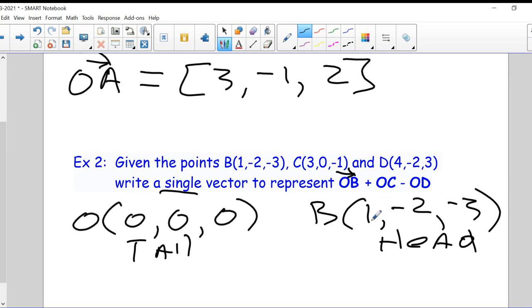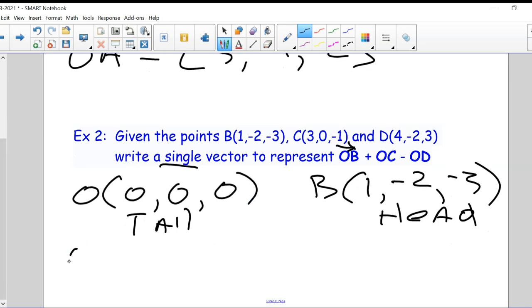Right? So that means, as we said in R2, I'm going to take each component of the head, subtract the tail. So it's going to be 1 minus 0, 2 minus 0, and minus 3 minus 0. Because I'm subtracting the tail, which is 0, 0, 0, the OB vector can be written simply as 1i minus 2j minus 3k. Isn't that what the OB vector really is? That's the OB vector right there, right? From O to B would be 1i minus 2j minus 3k.